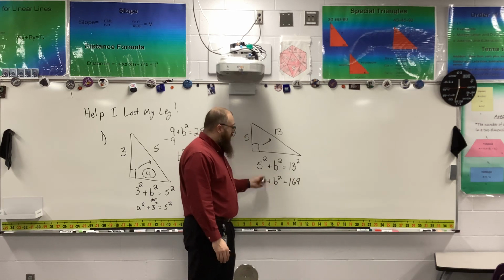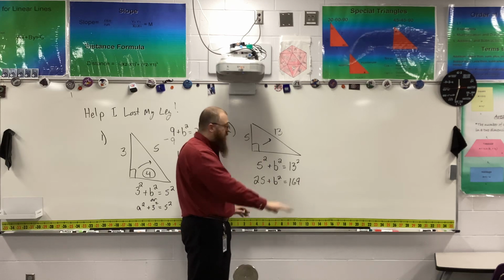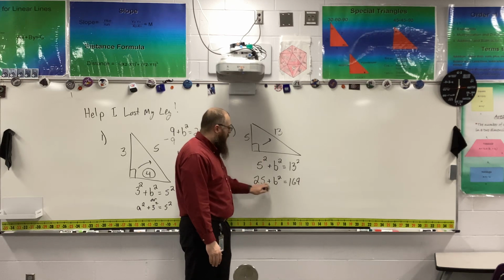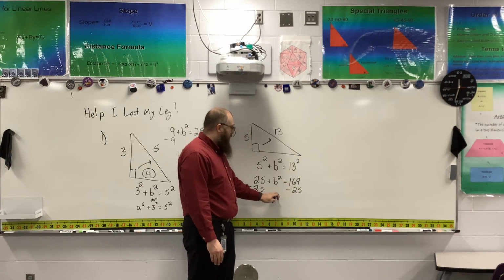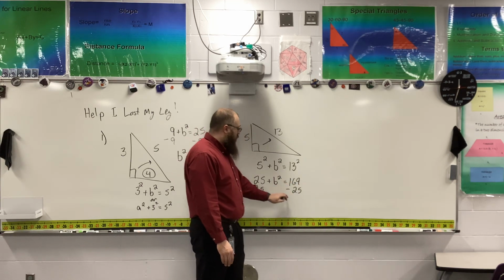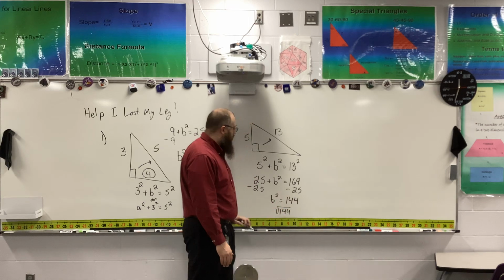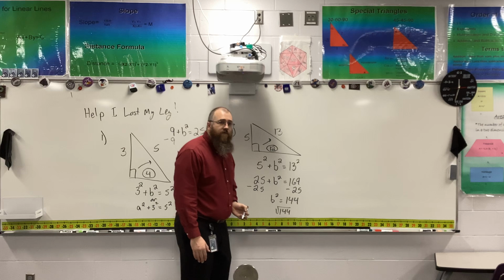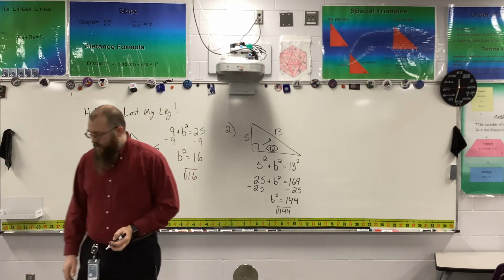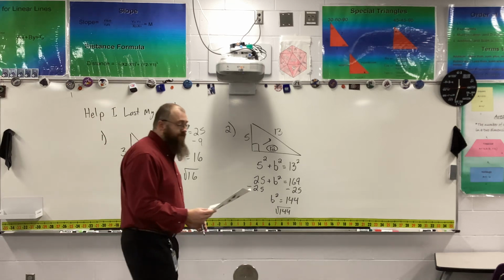Again, in order to find B, I need to subtract my 25 across to my 169. So I do a hypotenuse squared minus A squared, and that'll give me B squared. In this case, our B squared is 144. So when I go to square root that 144, if I know my perfect squares, I know that that missing leg is in fact 12. But if I'm not sure about my perfect squares, then I just need to put that into my calculator to figure it out.